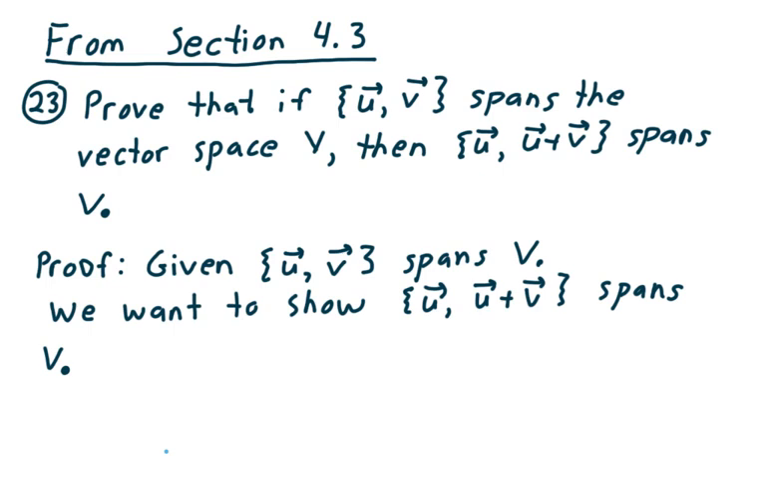Now, before we go to the next page, the first thing that comes to my mind is, what does it mean to span a vector space? That means every vector in this vector space V can be written as a linear combination of u and v. Every single one of the vectors, right?